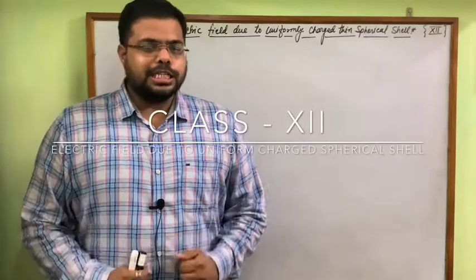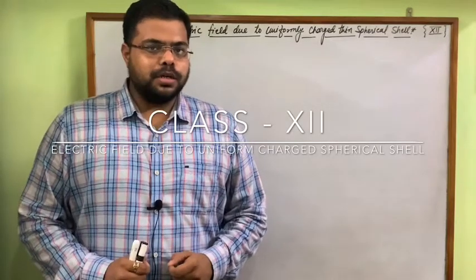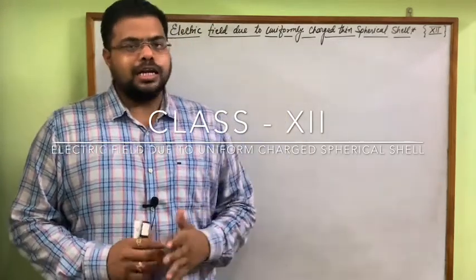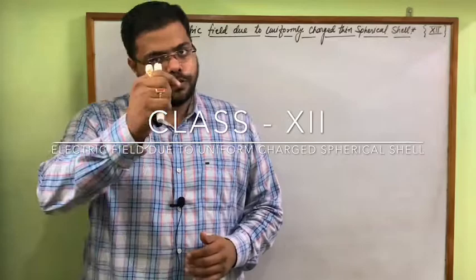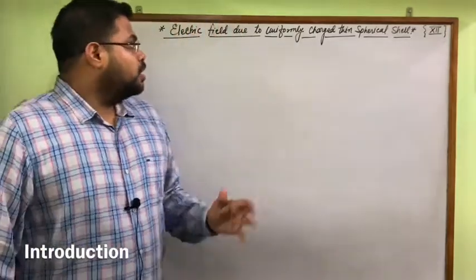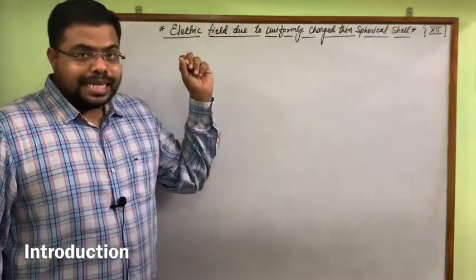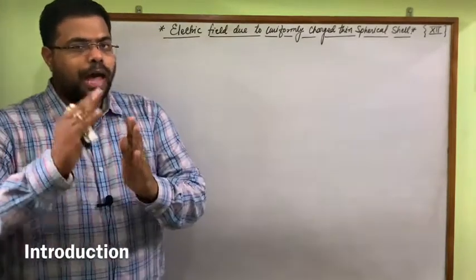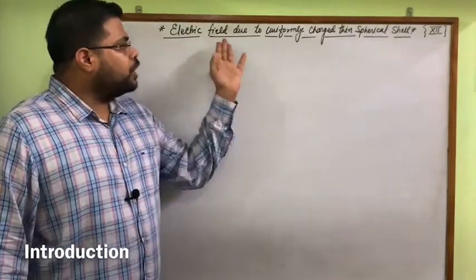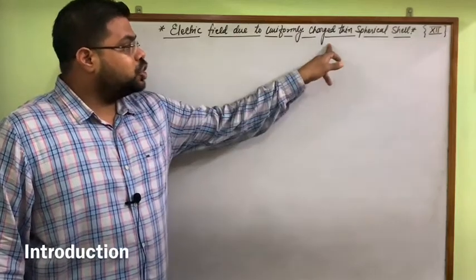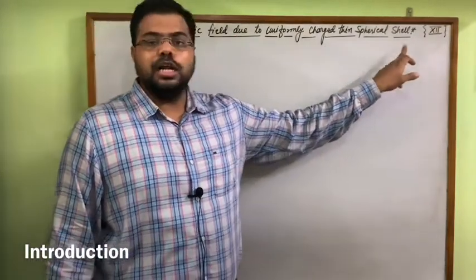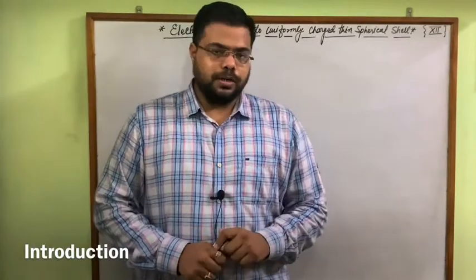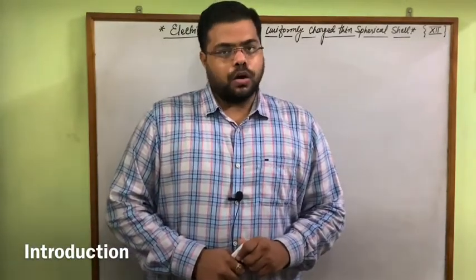Students, now we reach the end of this chapter, Electric Charges and Fields, and this is our last application of Gauss's law. Application number 3: electric field due to a uniformly charged thin spherical shell. Remember, it is a shell, not a sphere.